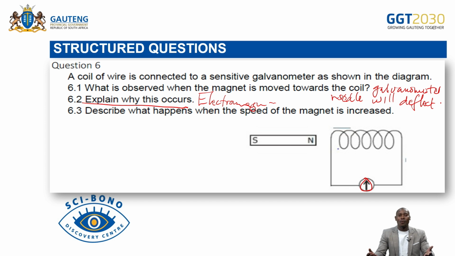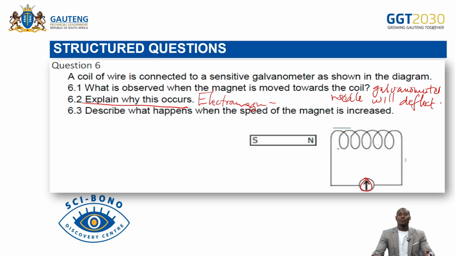Then describe what happens when the speed of the magnet is increased. So explain what will happen when you increase the speed of the magnet. If you move the magnet in and out of the coil faster, what will happen? The amount of EMF induced in a coil, or the amount of current induced in a coil will what? Will increase. Or the deviation of the galvanometer will increase. That is what is going to happen.